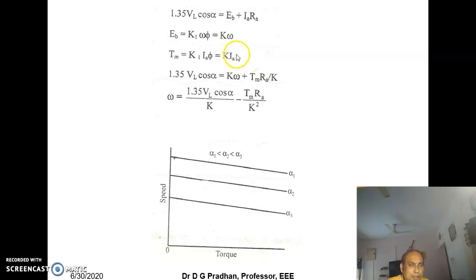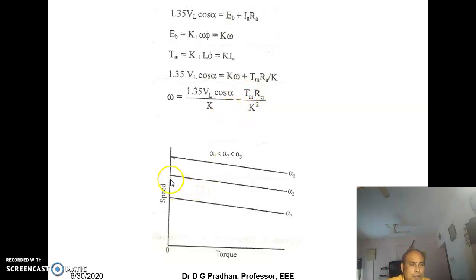Substituting the value of the current and the speed, we get 1.35 VL cos alpha equals K omega plus Tm Ra by K. After simplifying we get the expression for the speed: omega equals 1.35 VL cos alpha divided by K, minus Tm Ra divided by K square. The speed expression consists of two terms. The first term is the no load speed, and the second term is the speed drop due to the armature current.